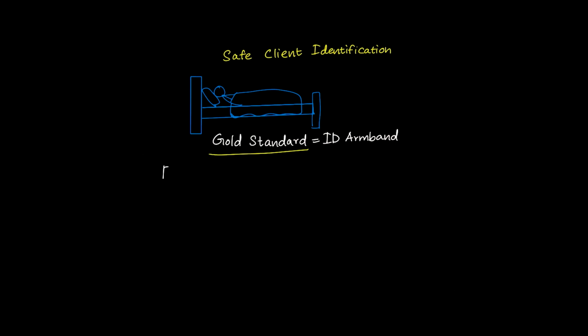That armband is physically attached to the client. It doesn't change when they switch rooms, it doesn't rely on someone else's memory, and it doesn't get erased or written over like a whiteboard might. Room numbers are never acceptable identifiers.